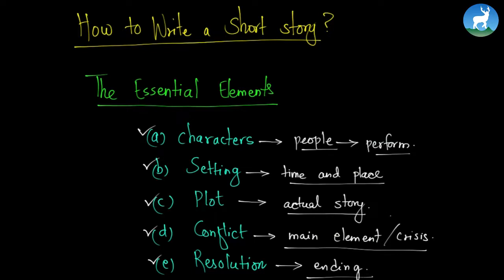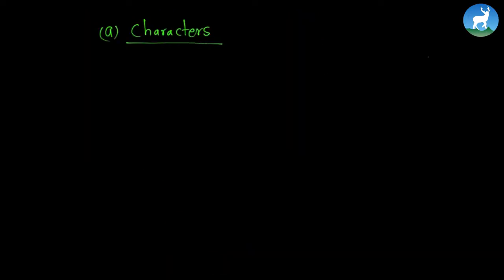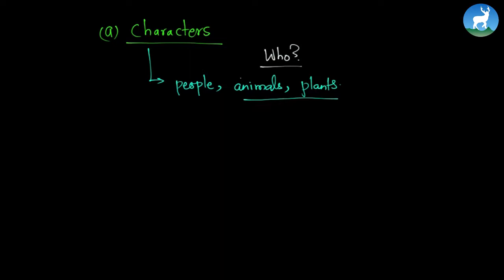Let's start by learning each and every element in detail. Characters. Now, who are characters? That is the first question. Now, characters are people, right? Sometimes they can be animals also. Sometimes they can also be plants. If you're used to reading fantasies, science fiction, even animals and plants can talk. So animals and plants become the characters.